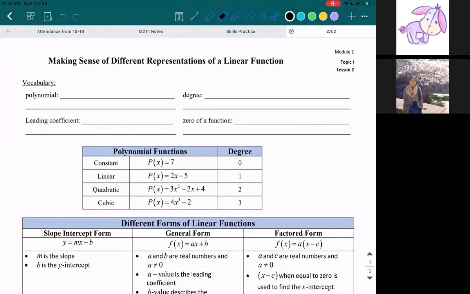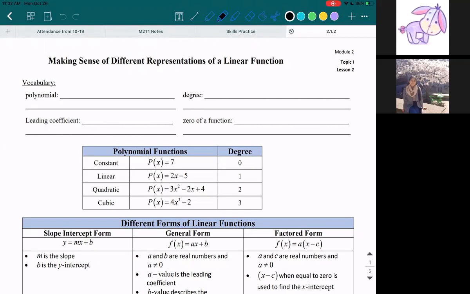All right, so let's get started on lesson 2.1.2, making sense of different representations of a linear function. So to get started, let's go over some vocabulary words. The first vocabulary word is polynomial.